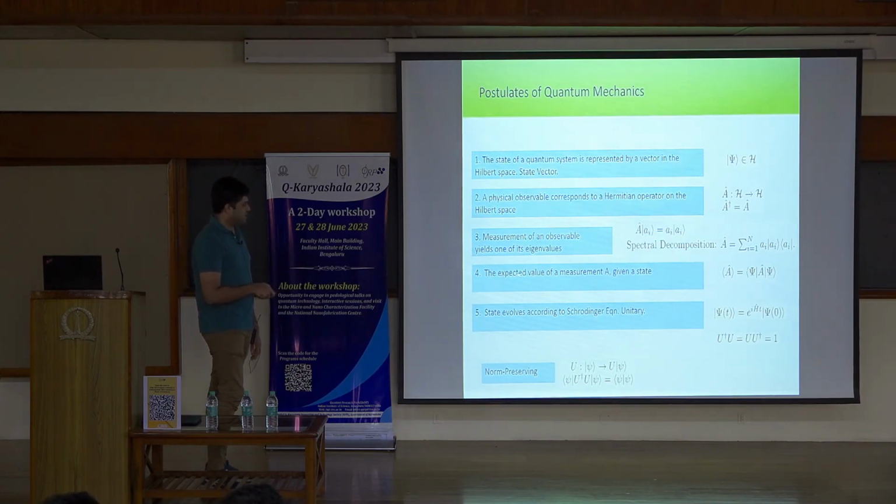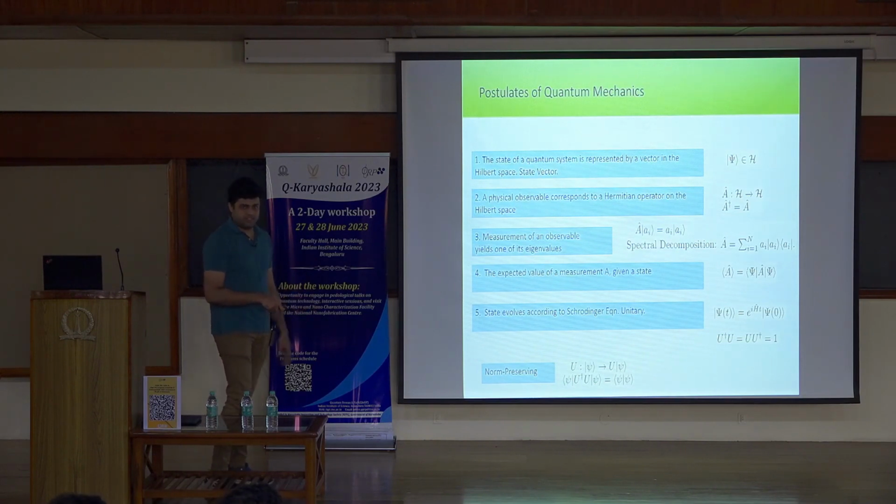And the expected value of a measurement is given by this expression. This is just like psi transpose here and psi there. So this is a number. What kind of number is it? It's a real number. Yeah. And then this is the Schrodinger equation, which tells you how a state evolves. It evolves according to a unitary transformation. So all operations that you can do on a quantum computer are unitary. Unitaries are norm-preserving, right?